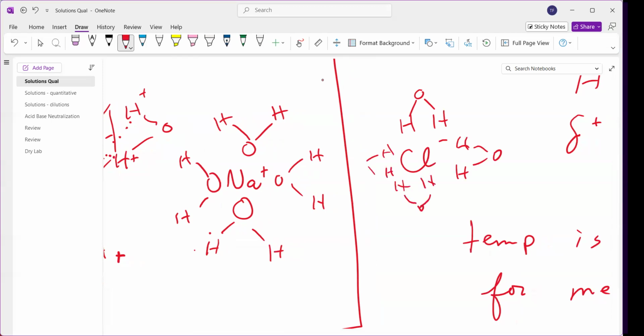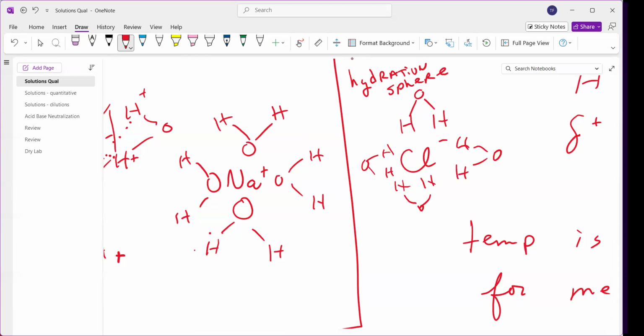And the water surrounds the chloride. So though they no longer touch each other, the chloride and the sodium, because the water is in between. This is called a hydration sphere, where it surrounds the cation and the anion. And that's how it pulls it out of the crystal.